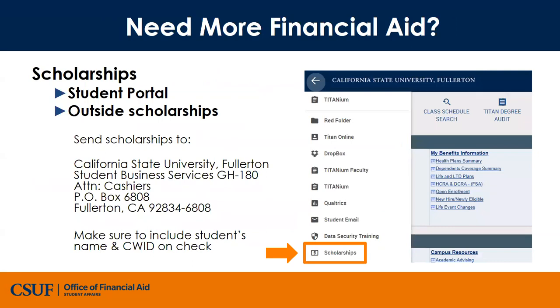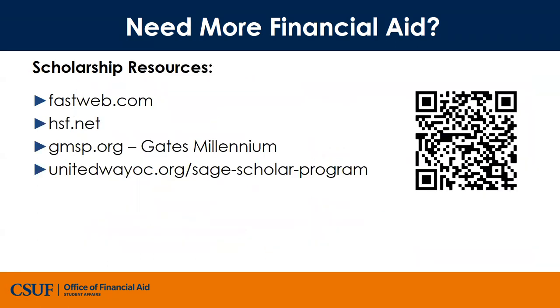If you are interested in applying for scholarships, we encourage you to view them on your online student portal. Additionally, if you are receiving outside scholarships, please be sure to send the scholarship check to Student Business Services Cashier Office. Their contact information is shown on the screen here. For additional scholarship resources, you may visit our website by scanning the QR code on the screen or by visiting the website shown here.